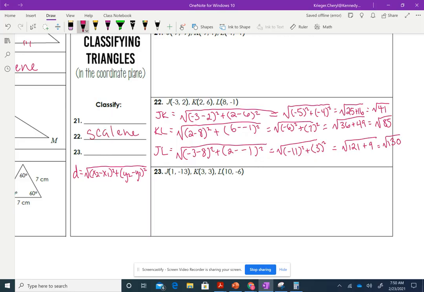Okay, and you guys are going to do 21 and 23. Please do one of them using the distance formula, and if you want to graph the other, that's fine. And hopefully I didn't make a mistake in number 22.